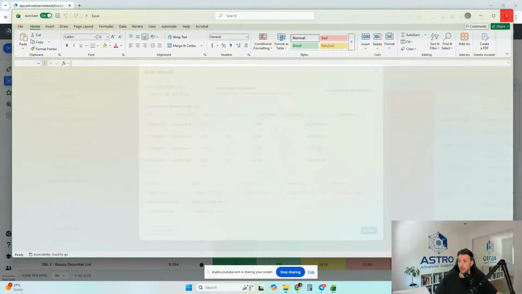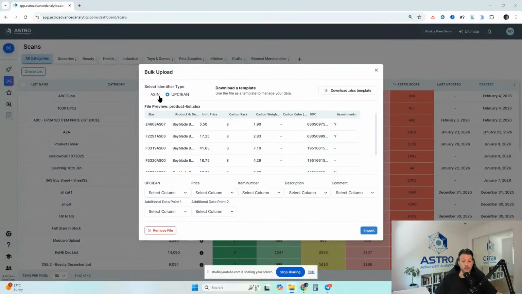So we're going to go ahead and upload this list. And the first thing you need to do is match the columns. So what are we using? We're using the UPC to find the products. We're also using the price, of course, because that's how we're going to understand how much the product costs to see if the product's profitable. There is an item number, called SKU in the actual file, so we're going to use the SKU, and there's a description, the product and description right there. And we're going to go ahead and import that.